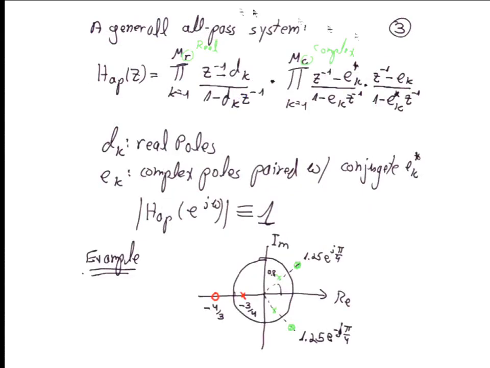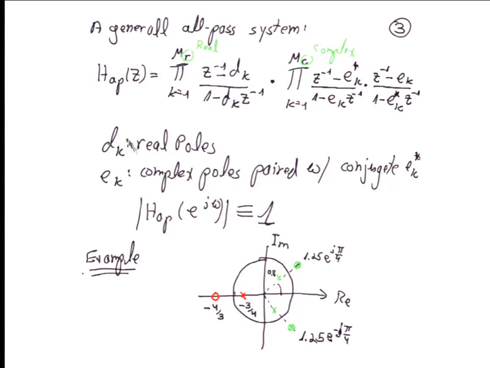Phase response. So a general all-pass system is going to look something like that. It's going to look something like this, where you have real zeros and poles that are at 1 over the position of the pole. And you also get complex poles and zeros, which in those cases are at 1 over the conjugate position. Okay?